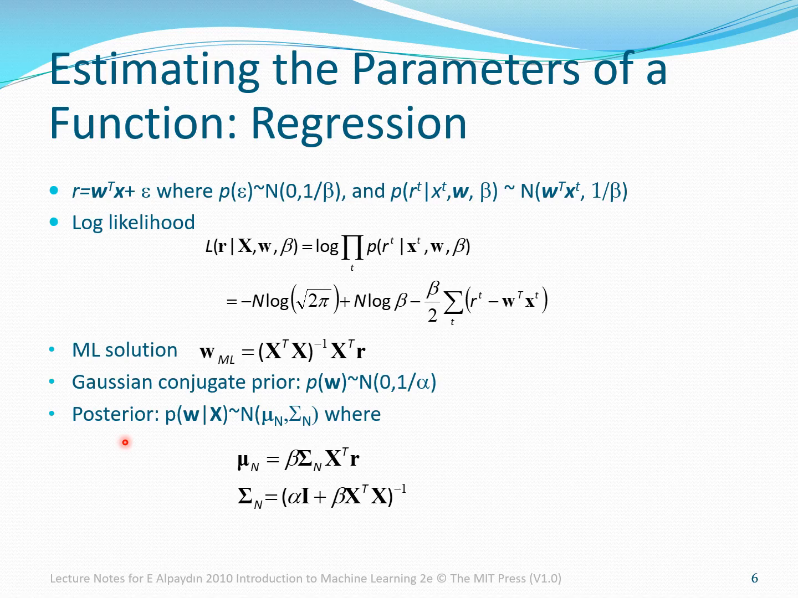Posterior p(w | X) ~ N(mu_N, sigma_N), where mu_N equals beta sigma_N X^T r, and sigma_N equals (alpha I plus beta X^T X)^(-1).